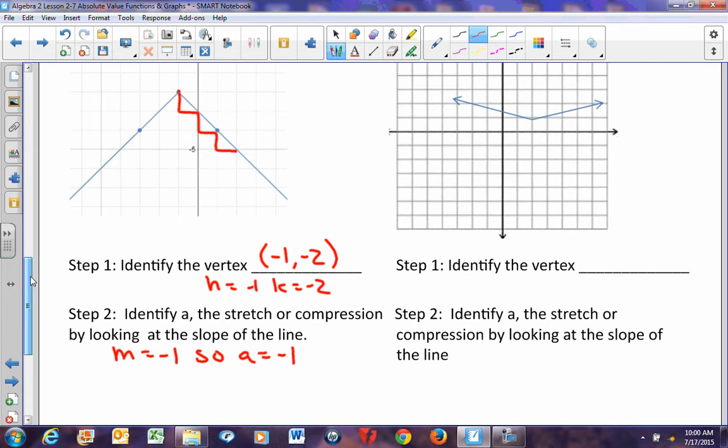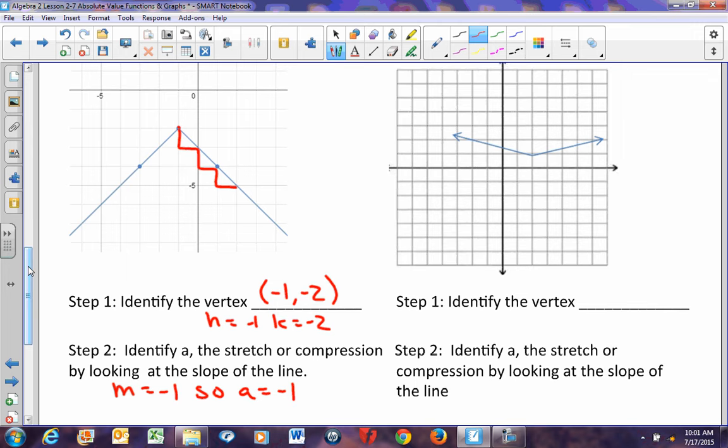So let's try another one. Let's identify my vertex. My vertex is right here, which looks like (2, 1). So h equals 2, k equals 1. Now let's identify the stretch. If I look at this, I'm going up 1, right 4: 1, 2, 3, 4. So it's up 1 by 4, so my slope is 1 fourth. So a is 1 fourth. Knowing that, I can write my equation now.